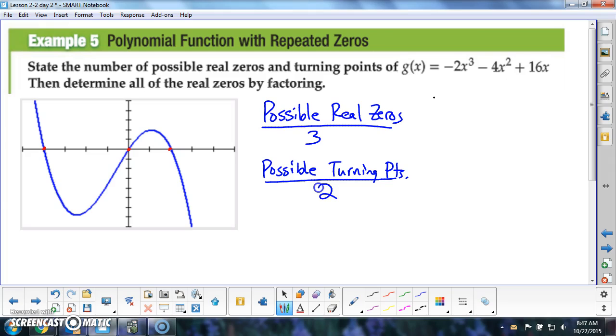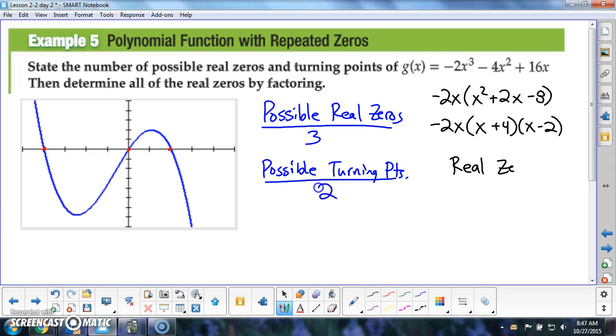I'm going to start off by taking a negative 2 out of everything. Sorry, negative 2x out of everything, leaving me with an x squared plus 2x minus 8. And then to factor from there, we have a plus 4 and a minus 2. And so my real zeros are at 0, negative 4, and positive 2.